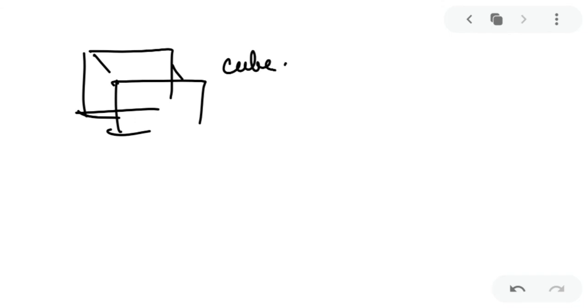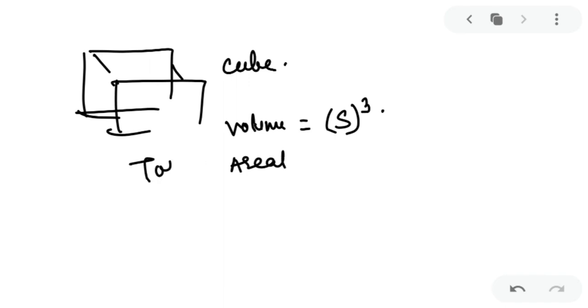Let's next take the cube. A cube is made of squares. And what will be the volume? The volume will be side into side into side. That will be side cube. Area, that is the total surface area, will be 6 side square.